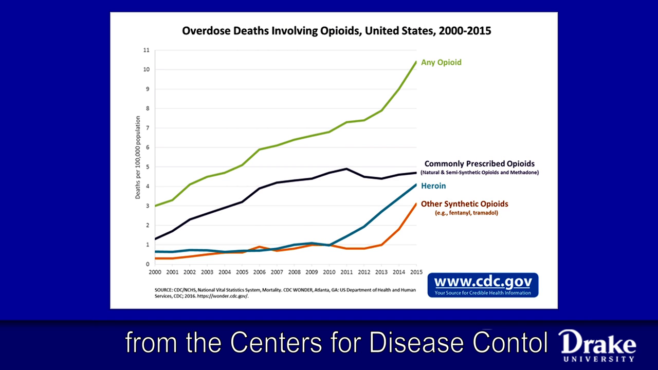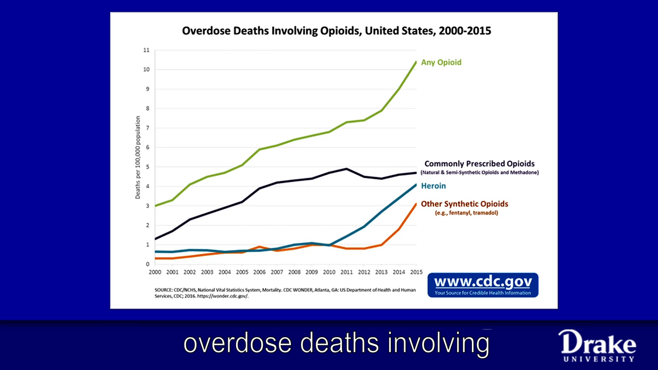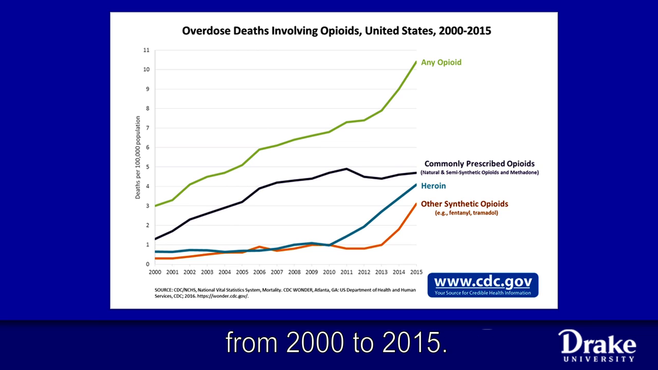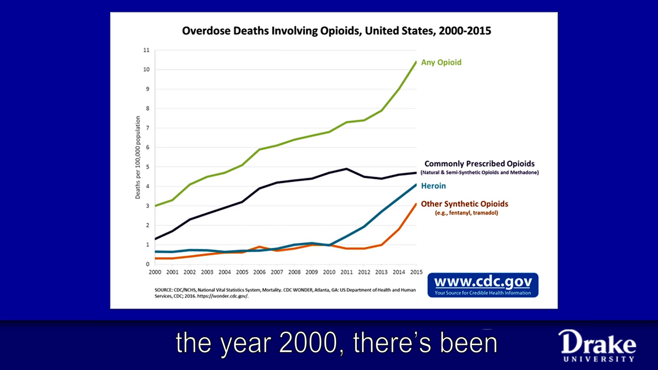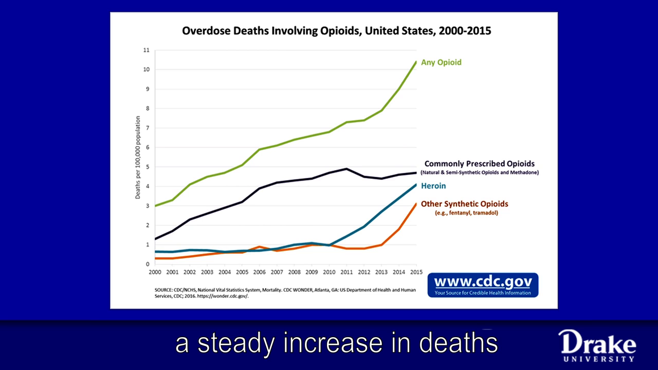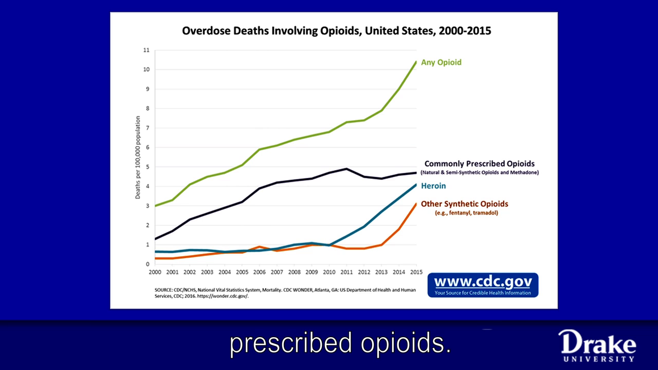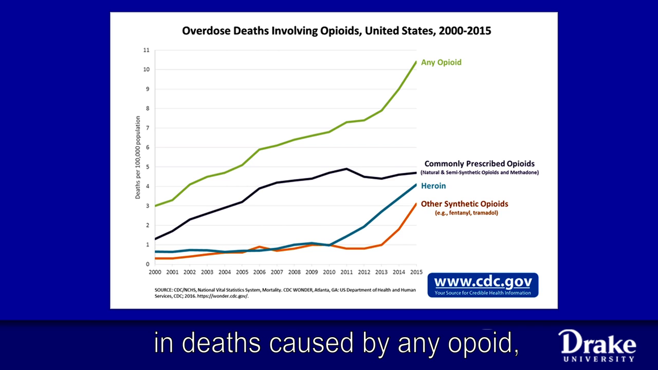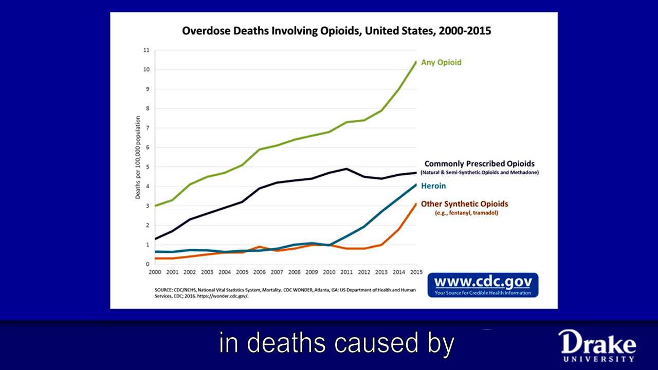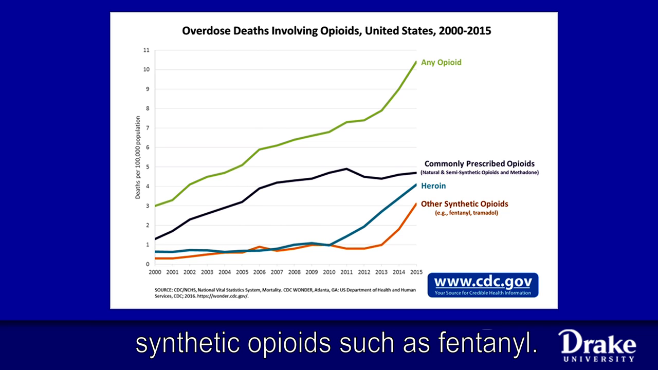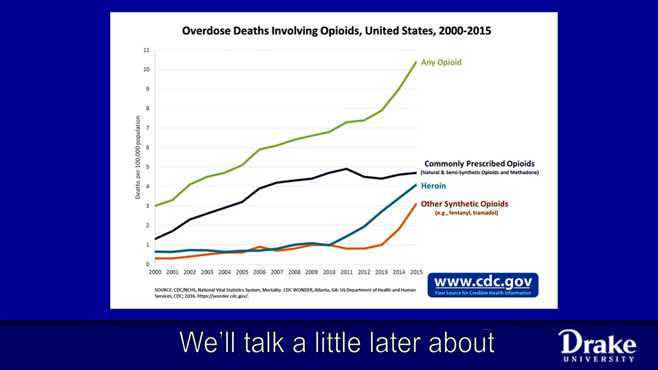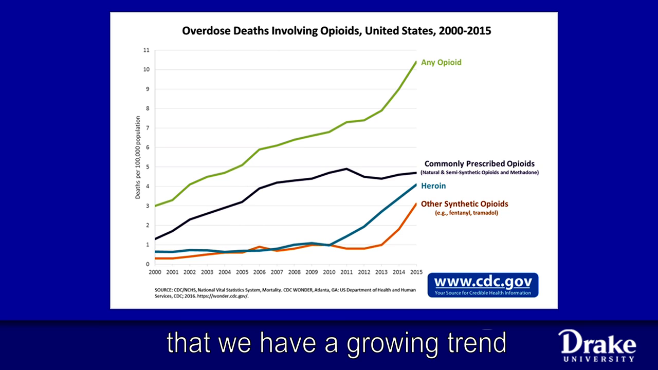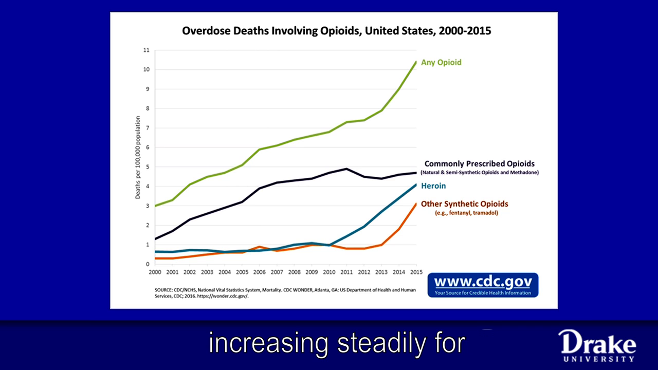So here are some statistics from the Centers for Disease Control, where we're looking at overdose deaths involving opioids in the United States from 2000 to 2015. And what we have here is the data expressed as deaths per 100,000 people. And you can see that from the year 2000, there's been a steady increase in deaths caused by commonly prescribed opioids. But then very recently, around 2010, 2011, there's been a huge increase in deaths caused by any opioid, driven mainly by an increase in deaths caused by heroin and other synthetic opioids such as fentanyl. Both of these drugs, we'll talk a little bit later about how they work. So the summary here is that we have a growing trend where opioid deaths have been increasing steadily for quite a few years.